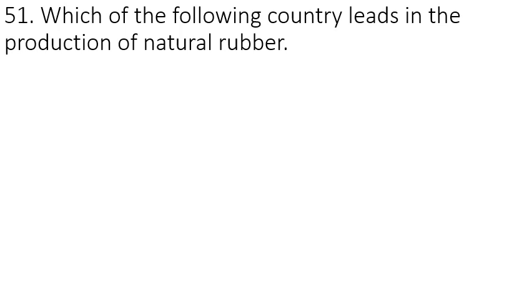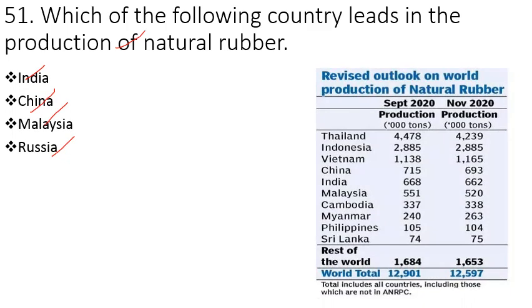The next, which of the following countries leads in the production of natural rubber? So our options are India, China, Malaysia, Russia. So its right answer is China, according to this statistics in 2020. So China stands in third position. The first position is gained by Thailand in terms of production of natural rubber, and India is on fifth position, followed by Malaysia, Cambodia, Myanmar, Philippines, Sri Lanka.